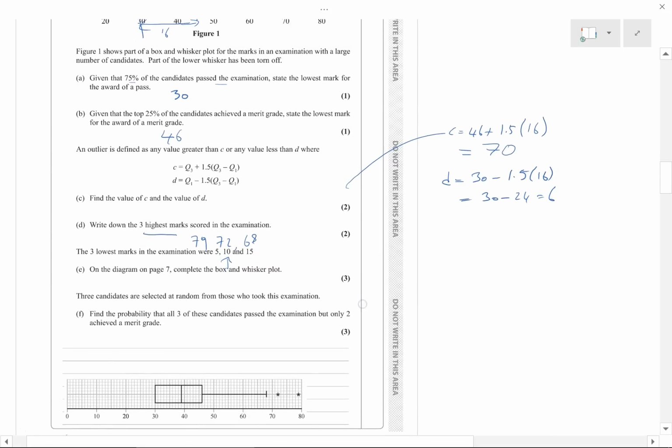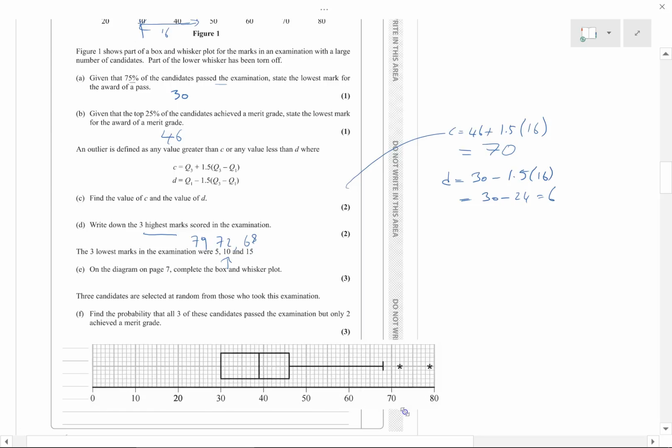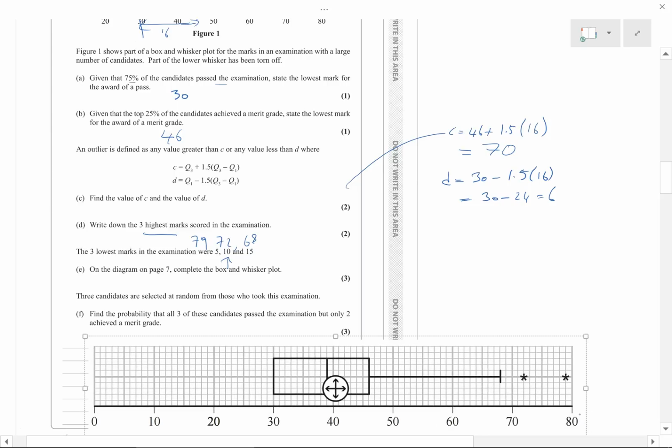So okay, let's have a look at the box plot. Maybe need to expand that out a bit, make it a bit bigger. Okay, it won't be this big obviously if it's in the exam, but okay, so we've got the number 5, which is the lowest there, and then the next lowest is 10, but that's not an outlier, so that goes there and there. Okay, no problem with that. Not too bad so far. So on the diagram on page 7, complete the box, in which we've done that.